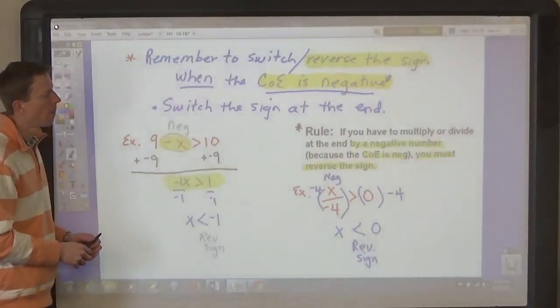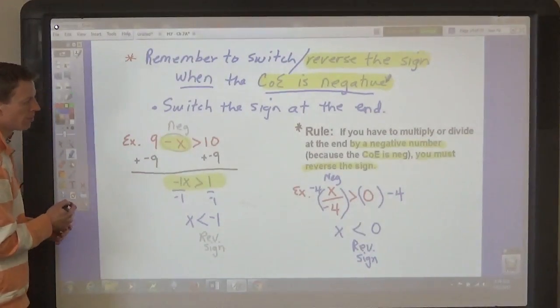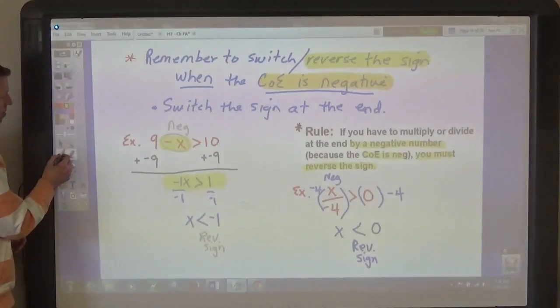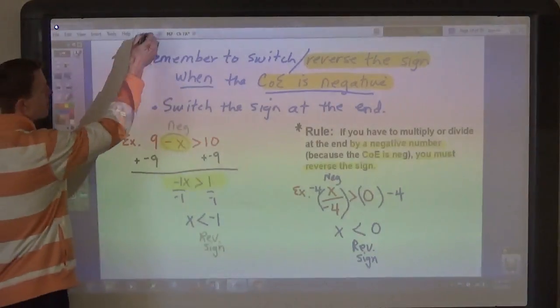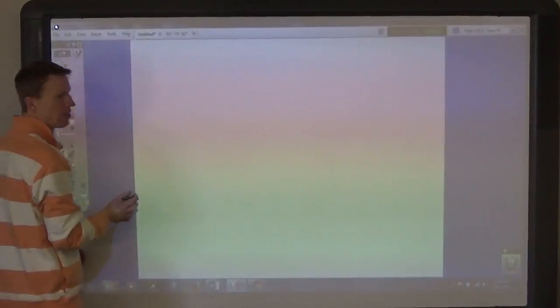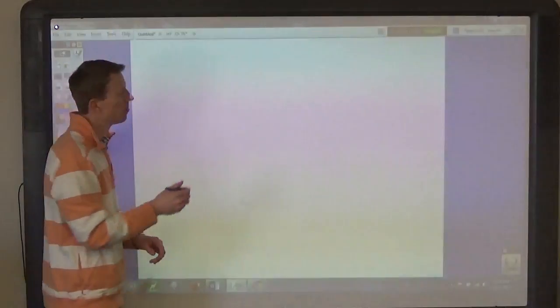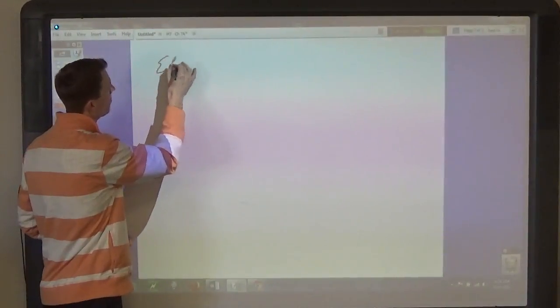All right? So let me give you some examples of this. I'm going to write down some equations, and you tell me if you have to reverse the sign. Okay?